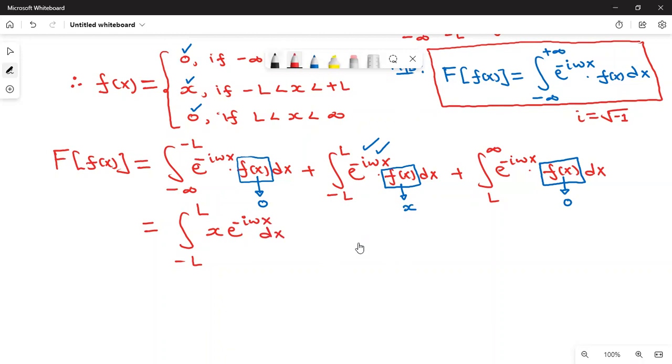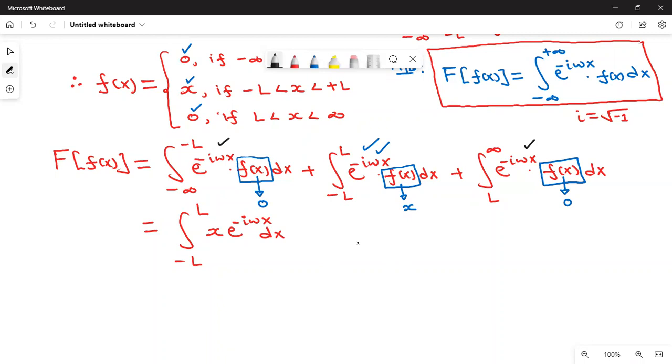Somebody might be wondering, why have I left this one? It is because we are integrating 0. 0 times anything is 0. So when the integrand is 0, the result will be 0. So I don't need this. Neither do I need this, because it is 0 plus that integral plus another 0, which there's no need of writing. So now how do we integrate this?